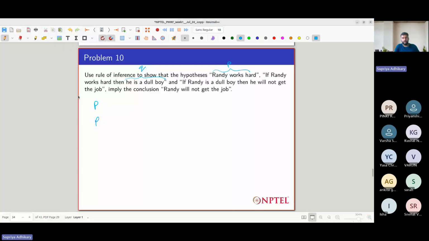Now the third hypothesis is given as: if Randy is a dull boy, then he will not get the job. So not getting the job, the job is basically R. So then this is basically Q implies R. And the conclusion is P implies R. Now let's check whether it's true or not using the rule of inference.